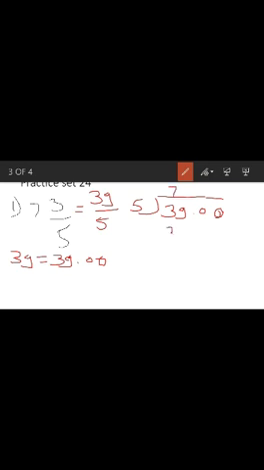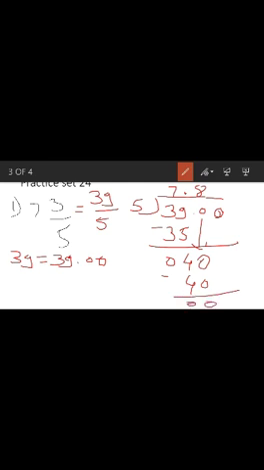5 7s are 35. Okay, 3 minus 3 is 0, 9 minus 5, 4. Now the decimal point will go up, and this 0 will come down. Now 5 8s are 40. What will we get, students? We'll get 0 as the remainder. And the quotient is 7.8. So the decimal form of 7 3 upon 5 is equal to 7.8. Understood now? I hope you understood it very well.